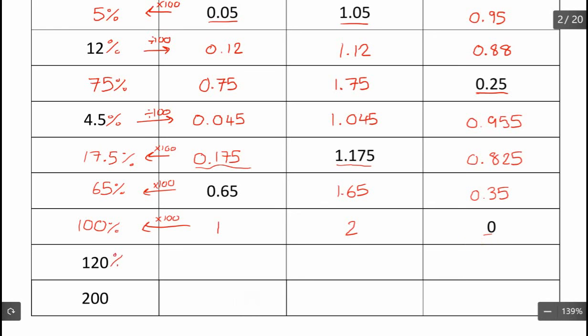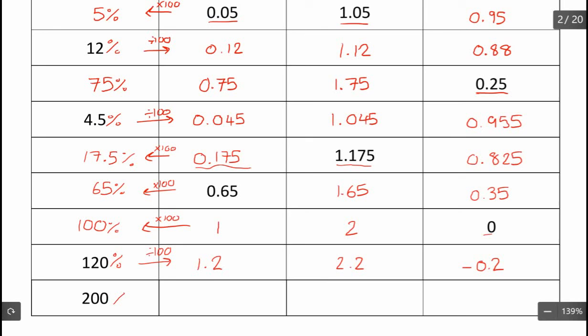And then slightly harder ones here, above 100%. So what is this as a decimal? Well, it follows the same rules. Divide by 100, we would get 1.2. If we want to increase by 120%, we would add this to 1, and that would give us 2.2. To decrease by that, we would take that away from 1, and that would give us negative 0.2.